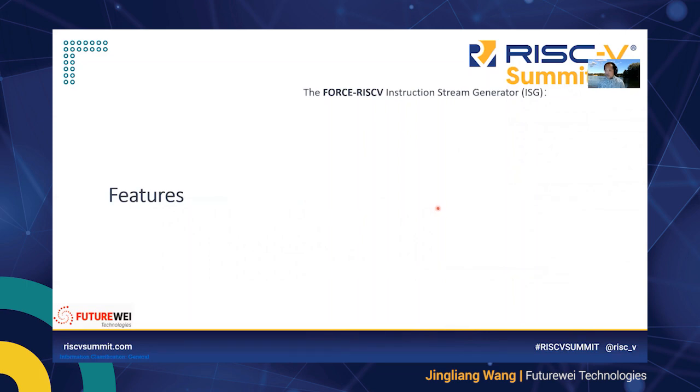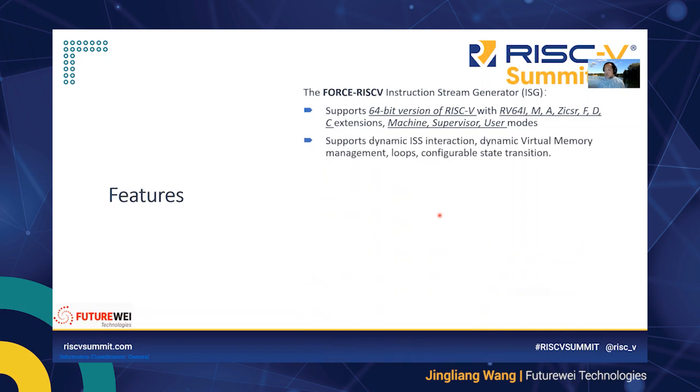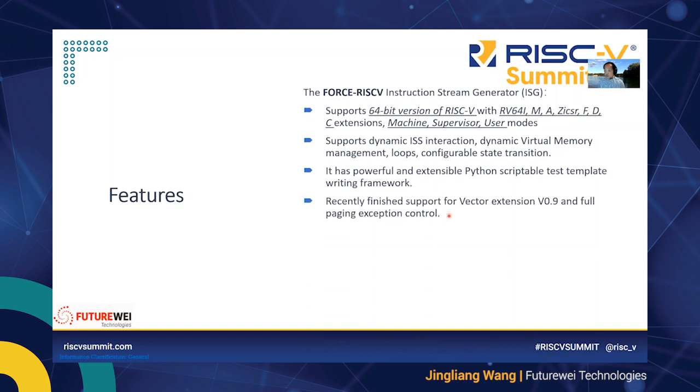The Force RISC-V instruction stream generator supports a 64-bit version of RISC-V with RV64I AMA ZICSR FDC extensions, and machine, supervisor, and user modes. It supports dynamic ISS interaction, dynamic virtual memory management loops, and configurable state transition. It has a powerful and extensible Python scriptable test template writing framework.